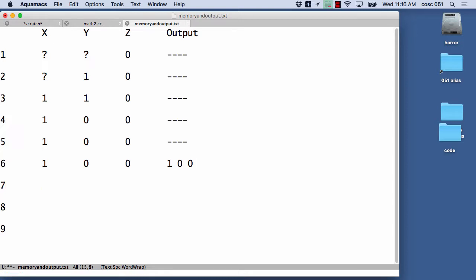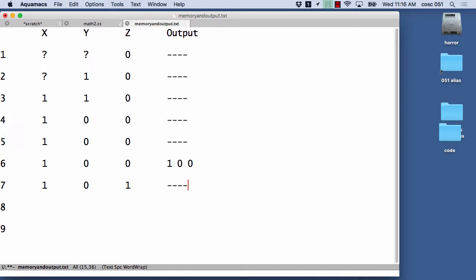Yes, sir. So the line is saying that the value of z is set to x plus y, which is 1 plus 0, so z would be 1, and the output would be none because there's no cout. Exactly. Z changes to be equal to x plus y.